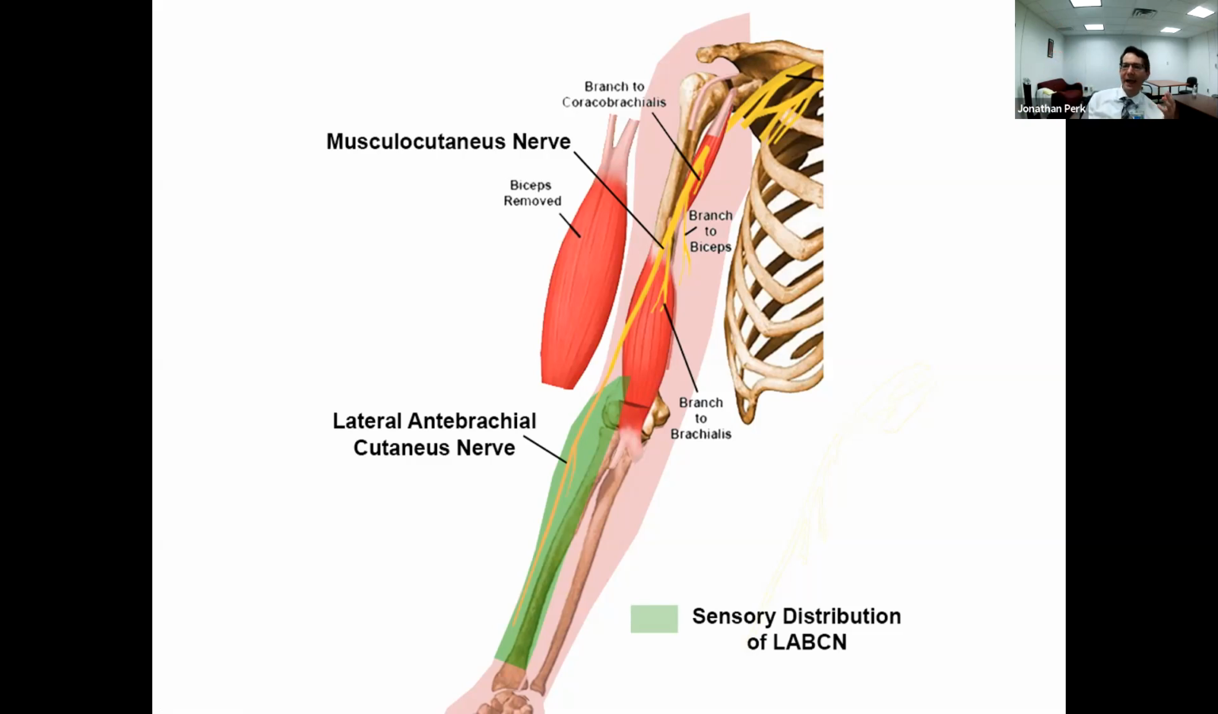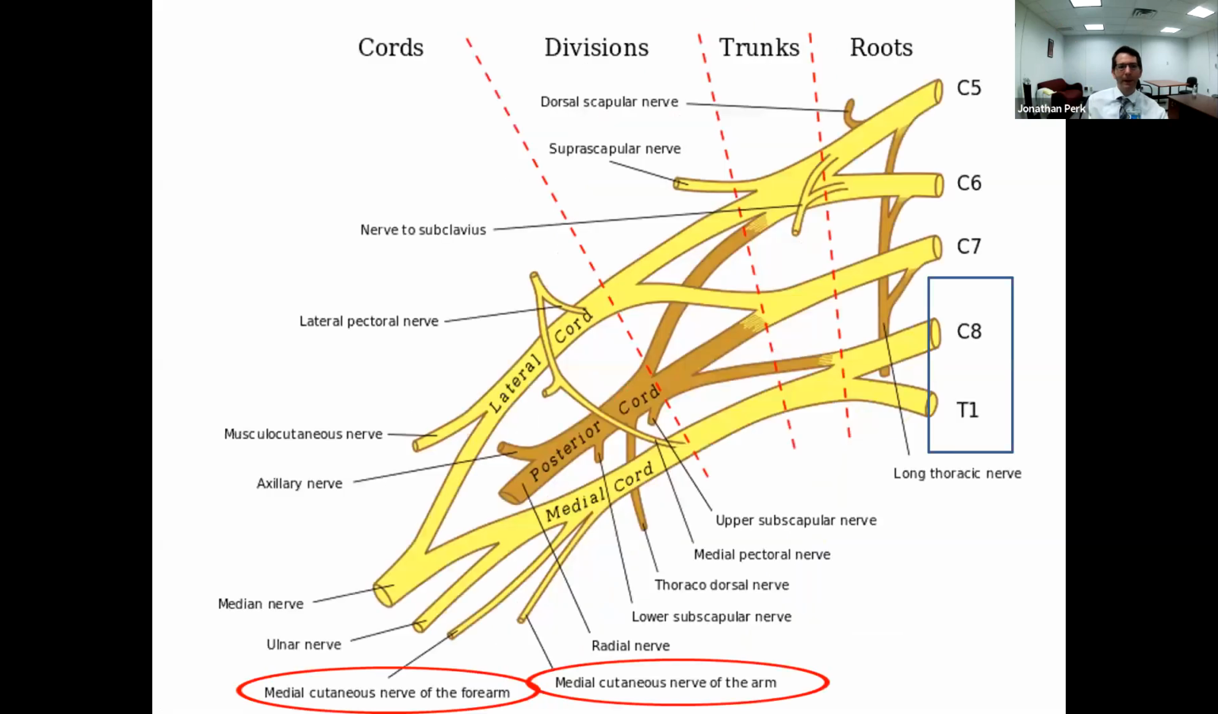So if we have a lesion, a very severe compression of the upper trunk here, we'll have weakness of the muscles from the upper trunk, the infraspinatus and supraspinatus, as well as musculocutaneous. So that's a classic upper trunk weakness.